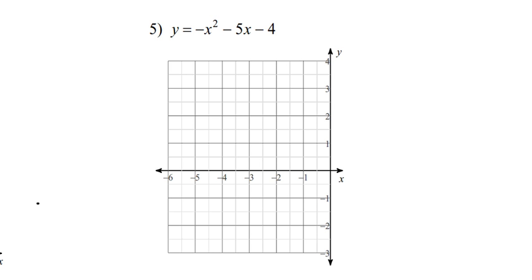Number 5, we've got a quadratic equation here, and we want to graph it. The reason we're graphing this is so we can look at its characteristics. We're going to observe it and say, these are some things we know about this equation. These are some points that might be interesting to us. And there are ways to graph this by hand.